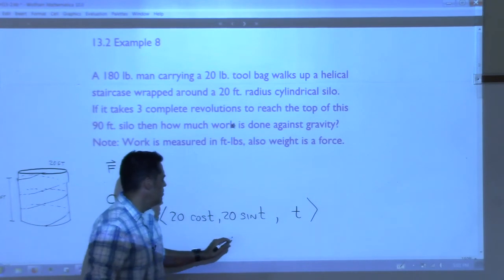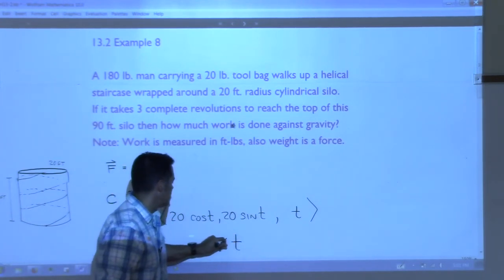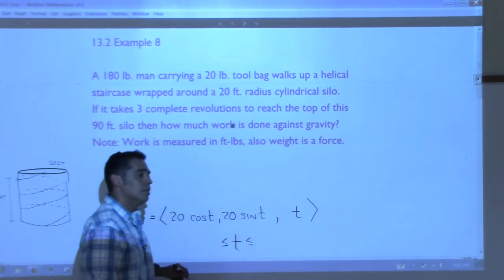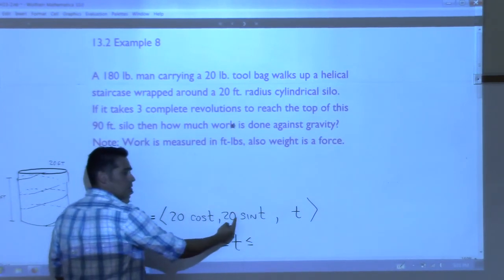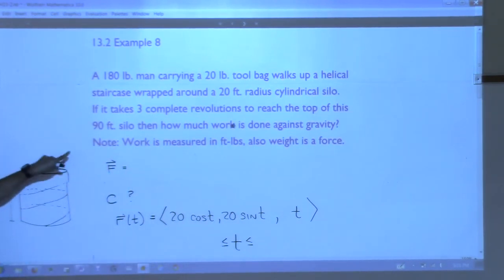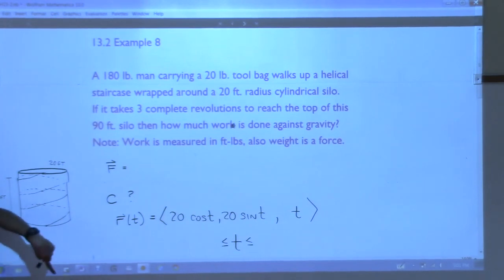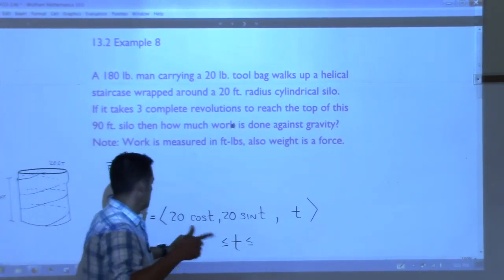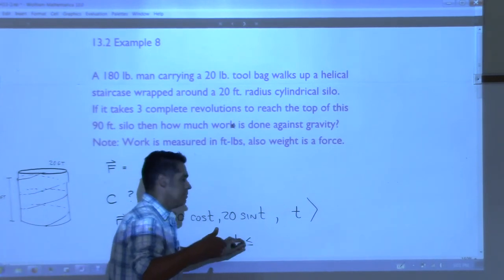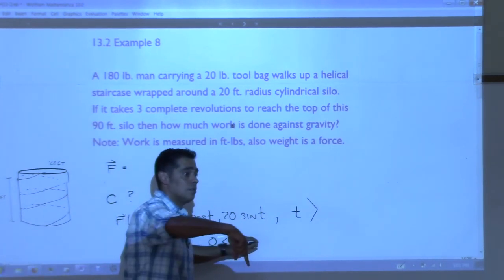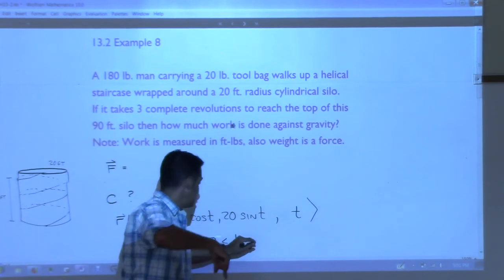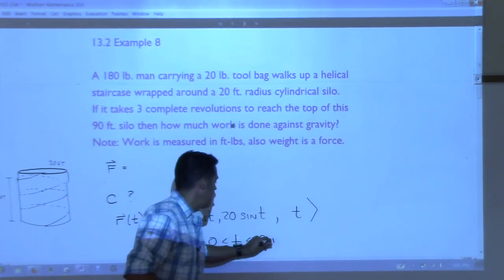90t? Maybe it'll help if we talk about what's the restriction on t. So you want to be able to draw this circle how many times? Because it tells you how many rotations it takes to get to the top. 0 to, not 3 pi. Each revolution is 2 pi, right? So 6 pi. Everyone okay with that?